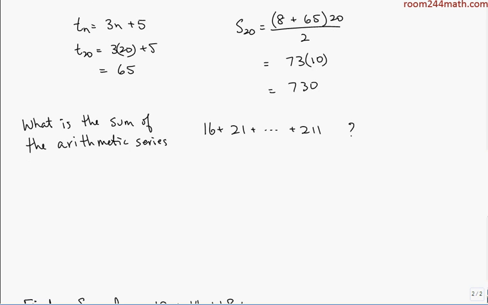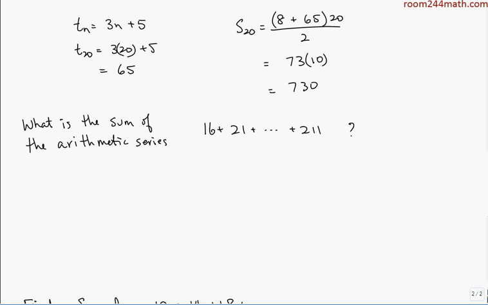Let's take a look at another variation of this. Let's say we're asked, what is the sum of the arithmetic series 16 plus 21 plus all the way up to 211? Now, in this one, I've stated that it's an arithmetic series because I haven't really given enough terms for you to verify it. But if you come across a problem in this section, you can pretty much assume that it's an arithmetic series. So, once again, we need three pieces of information: the first term, the last term, and the number of terms. We've got the first term and the last term, but we don't have the number of terms.